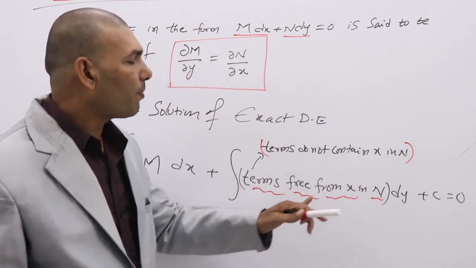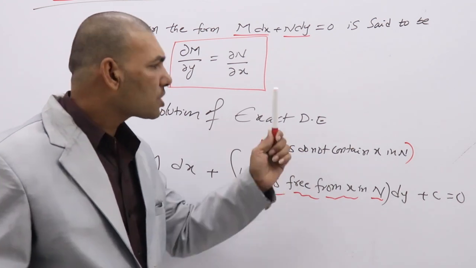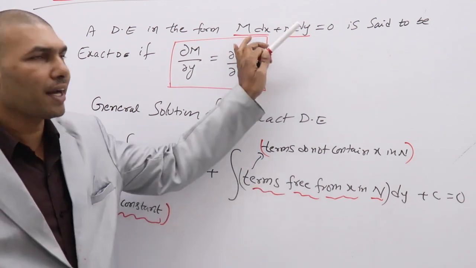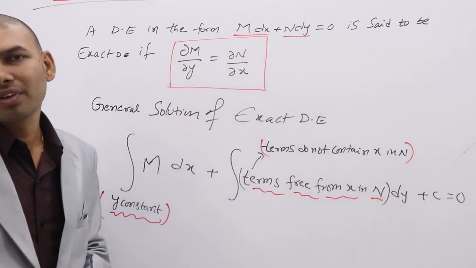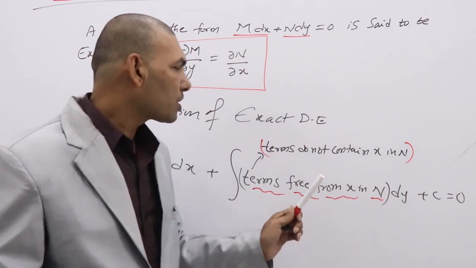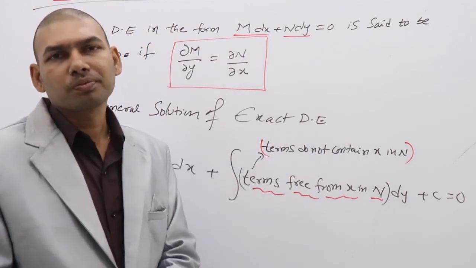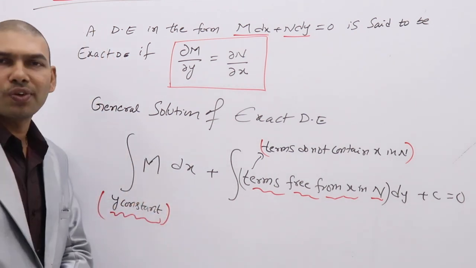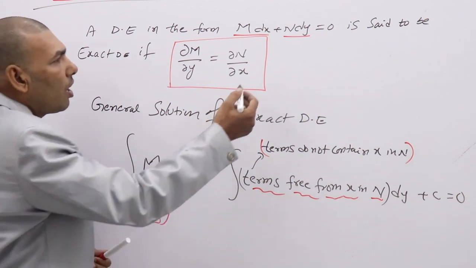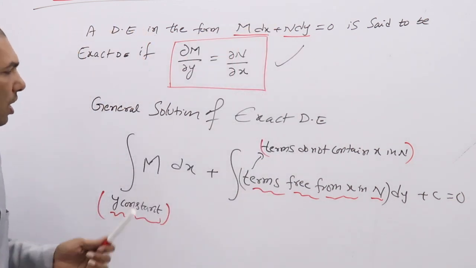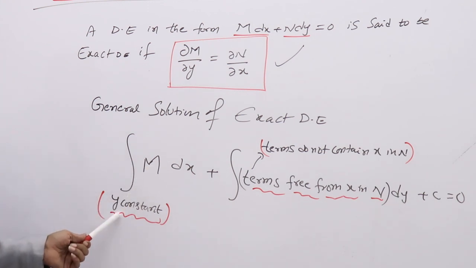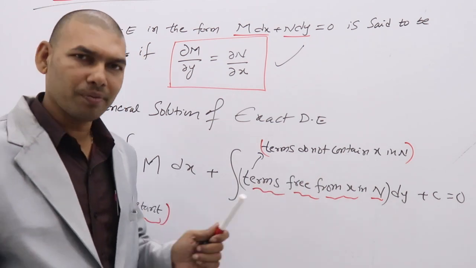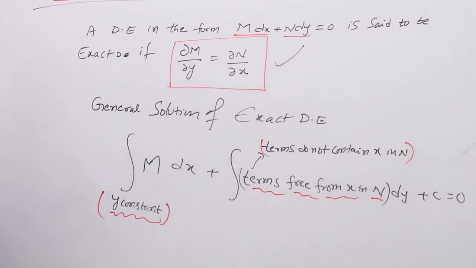If you find terms that do not contain x in N, you will write them here and integrate. If you don't find that type of terms, simply keep 0 here. Okay, so this is very important for short answer. We are going to discuss a few problems so that you can understand how these two will be equal, how we are going to integrate M keeping y constant, and how we are going to find the terms that do not contain x in N.